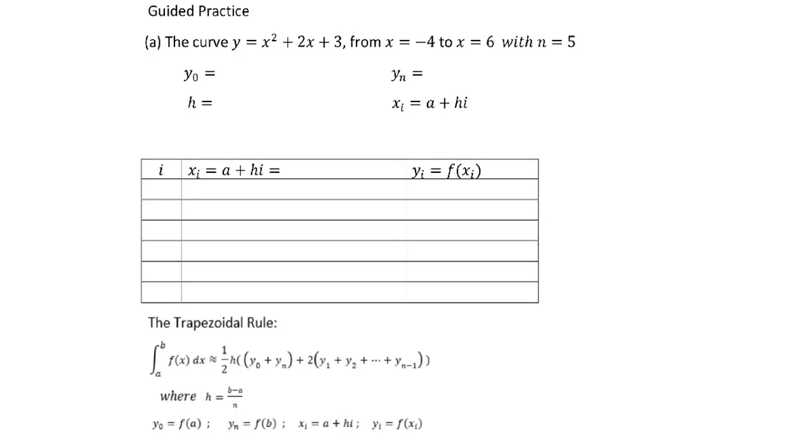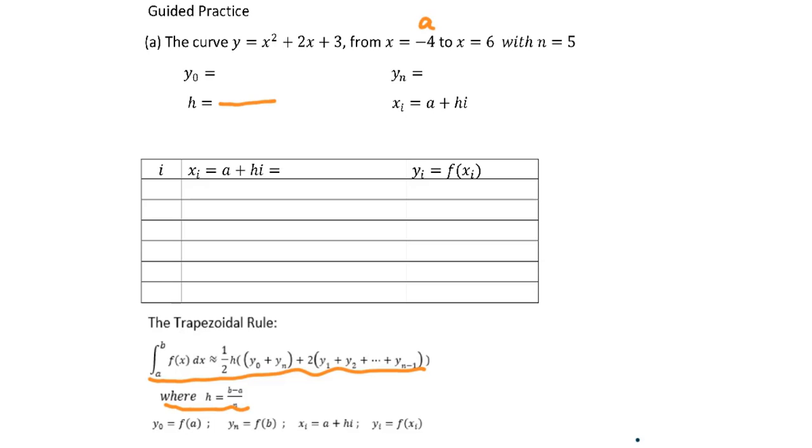This video is about how to use the trapezoidal rule to estimate the definite integral, or the area under the curve. First of all, remember this is the rule. So you need to figure out h. h will be (b minus a) over n.